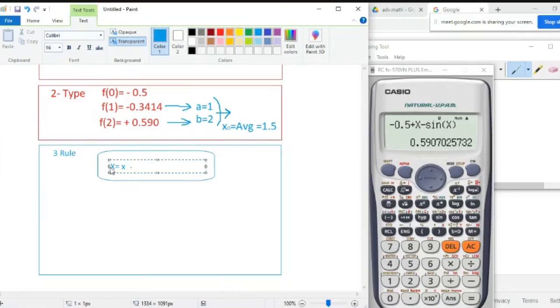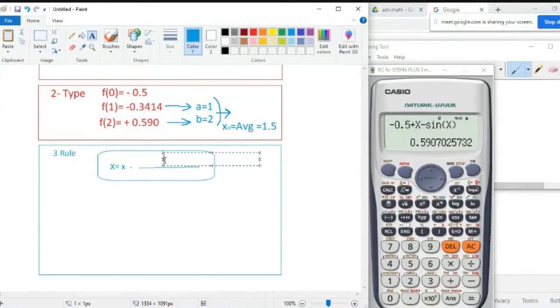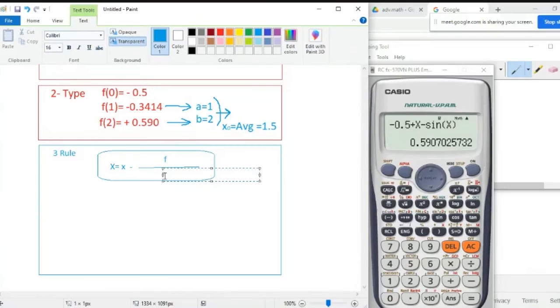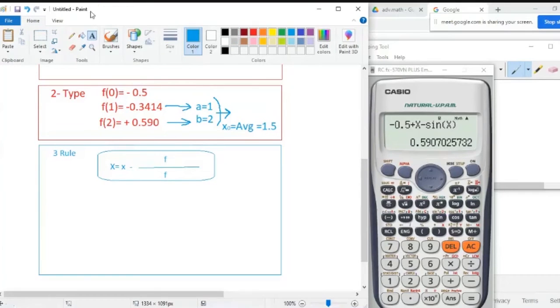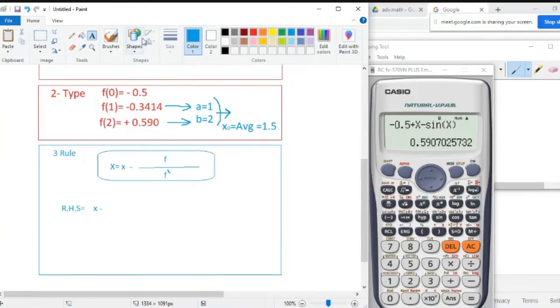Minus the fraction, as I said. Here, what should I write up and down? I hope you remember, because it's very easy. Up, I put f again, and down, f dash. f dash means the derivative of the first one. Now the important point: I will deal just with the right-hand side. Then I should write the right-hand side of this rule equals, let's start now, x small minus, can you help? I will create one fraction. What should I write up? What should I write down?